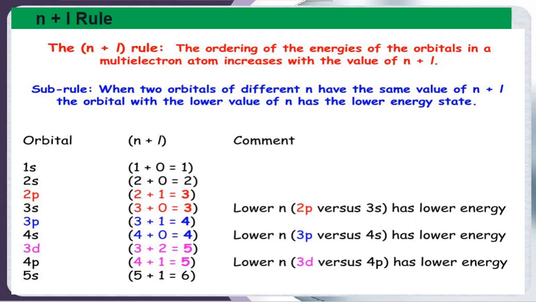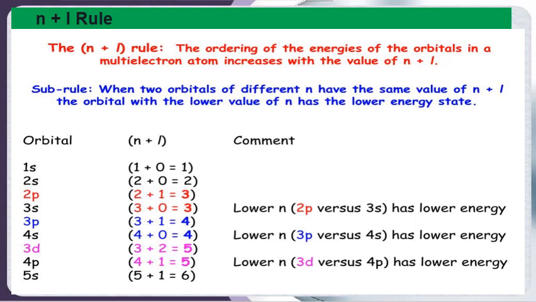Look at the second one. 2s, 2 indicates n, s indicates that the orbital is the spherical shaped one. The value of l for this s is 0. Once again, the total comes out as 2. Now you have to write which orbital will be filled first, whether it will be 2s or 1s. As the n plus l rule is telling you, 1s has the lower value of n plus l, so it is the lower energy level, so it will be filled first.